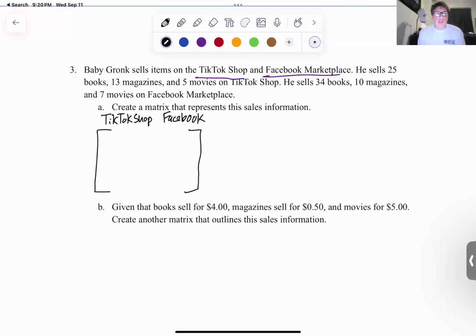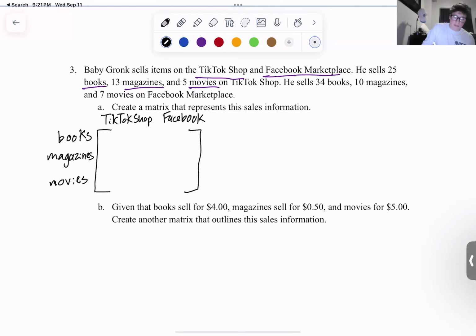And then within those 2 marketplaces, there's 3 things I sell: books, magazines, and movies. So I'll make those my rows: books, magazines, movies. All right. Now all I got to do is fill in my matrix.